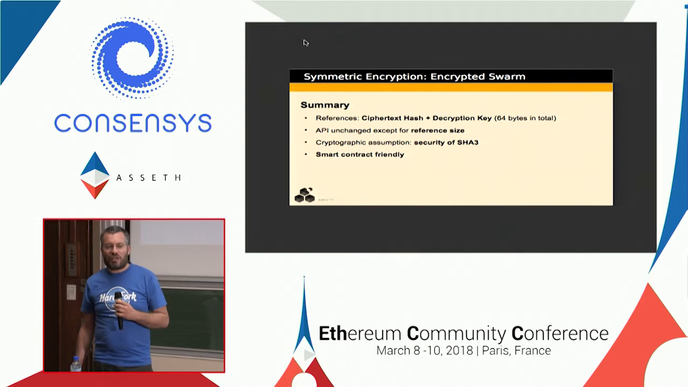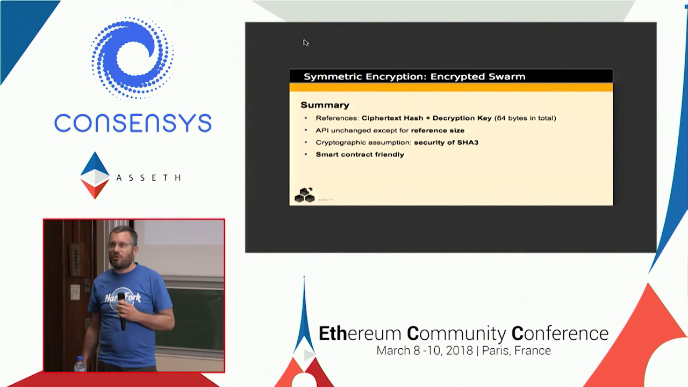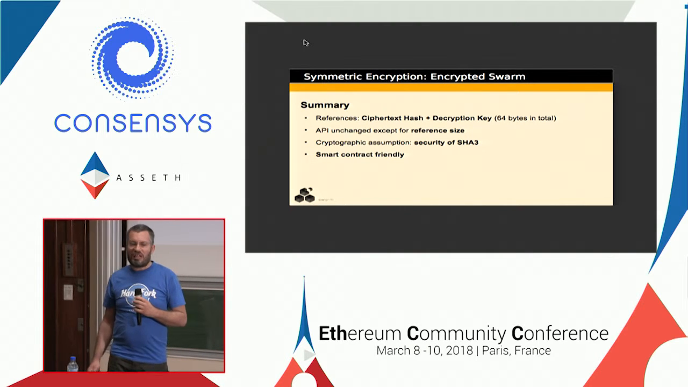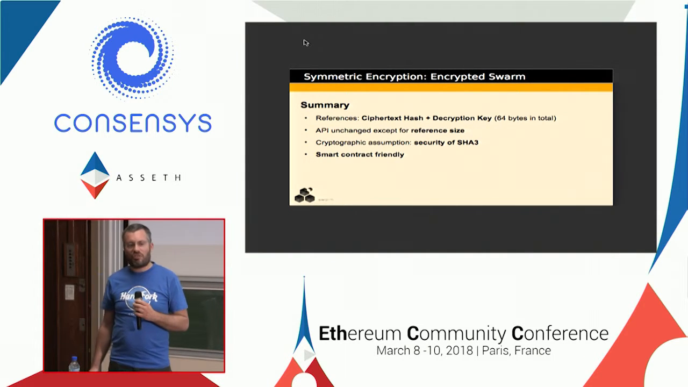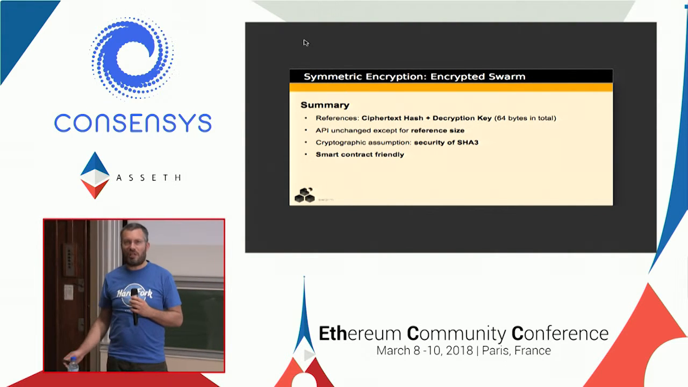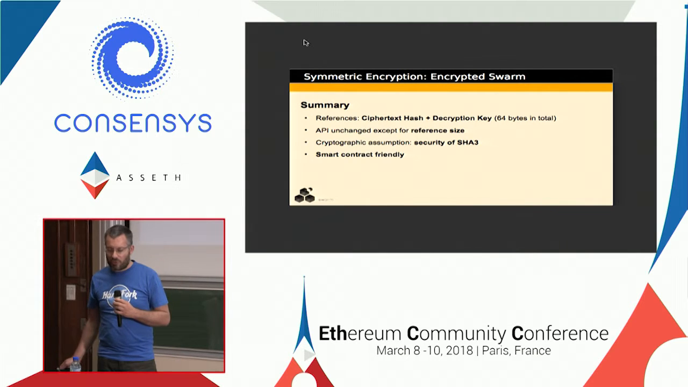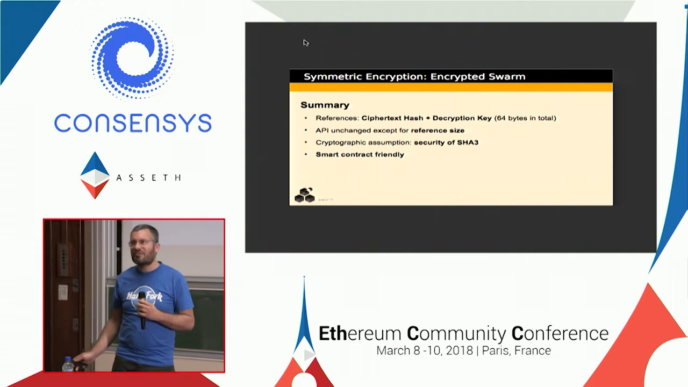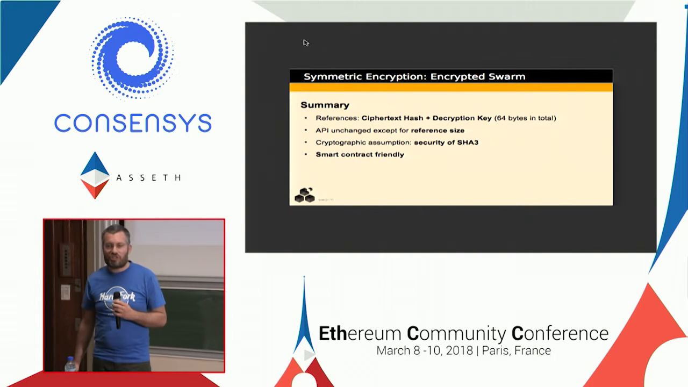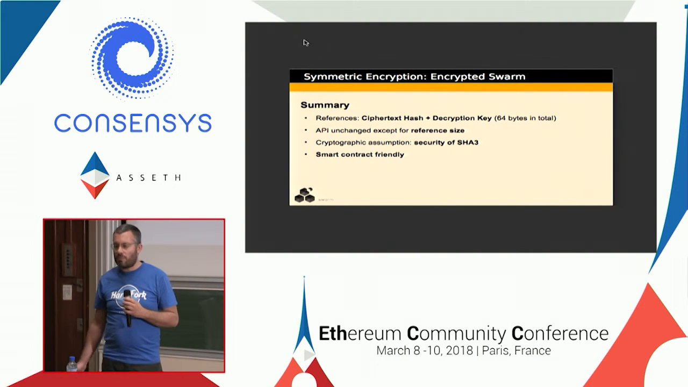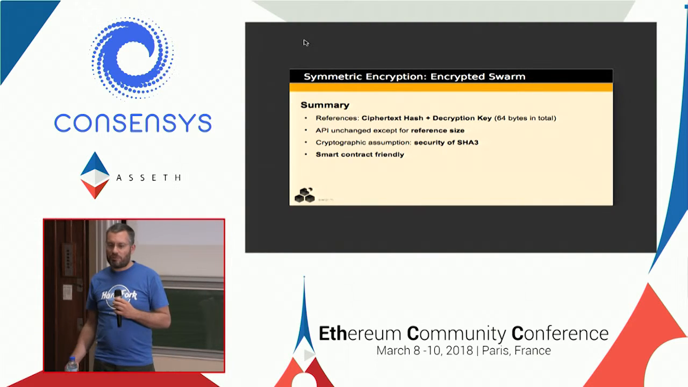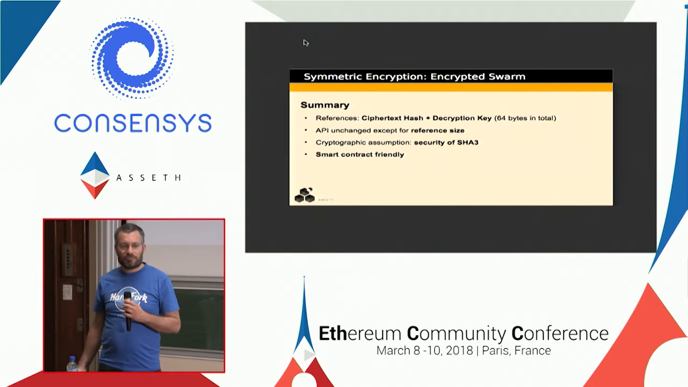The only cryptographic assumption that we make is the security of SHA-3, which means that our attack surface is very narrow, and so much hinges on SHA-3 in Ethereum anyway that if SHA-3 is broken, then we have bigger fish to fry than the problems of Swarm encryption. But as long as SHA-3 stands up, which we hope is going to be a very long time, then the proposed scheme is provably secure.